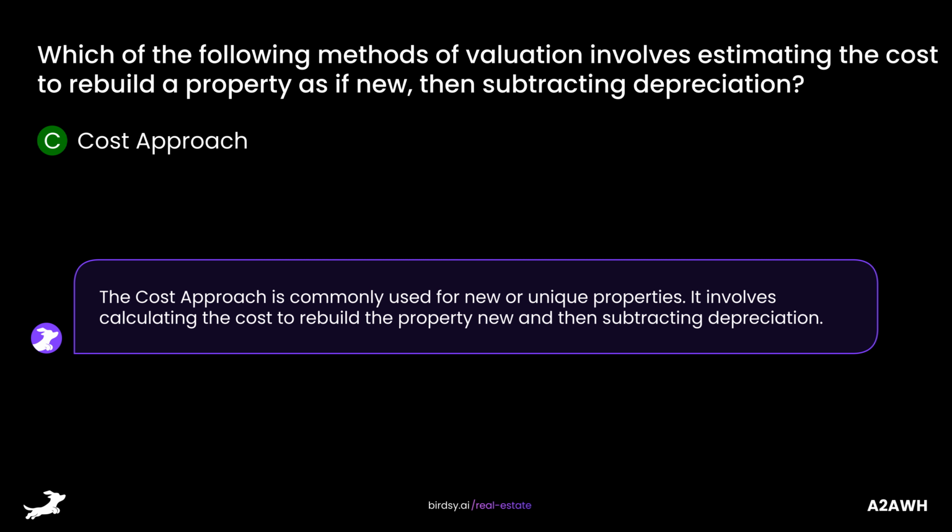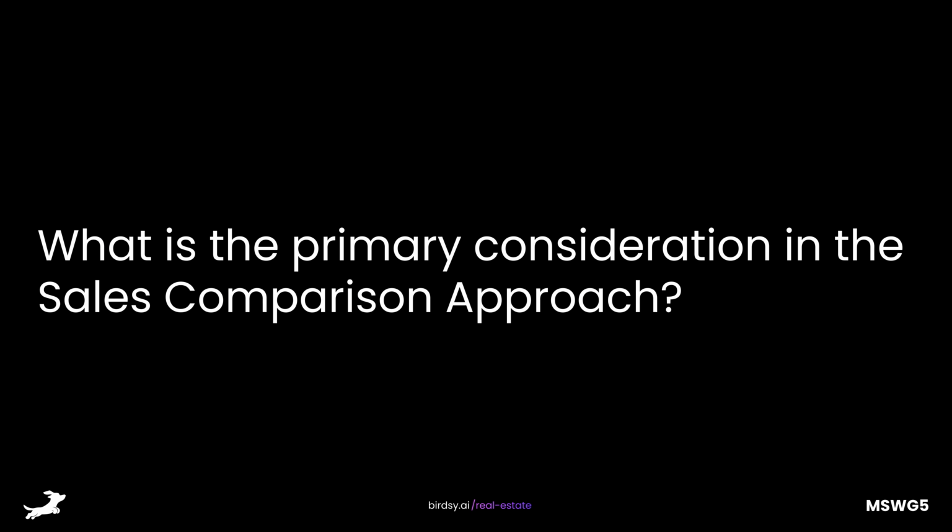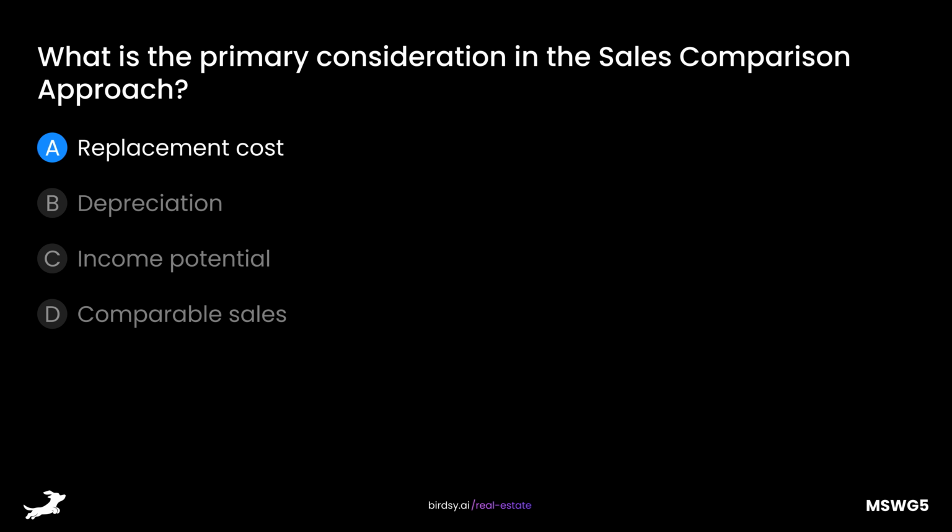The cost approach is commonly used for new or unique properties. It involves calculating the cost to rebuild the property new and then subtracting depreciation. What is the primary consideration in the sales comparison approach? Is it A, replacement cost, B, depreciation, C, income potential, or D, comparable sales? The answer is D, comparable sales.